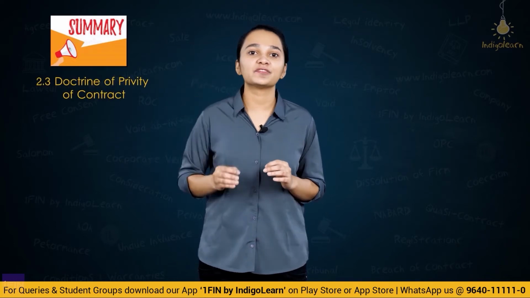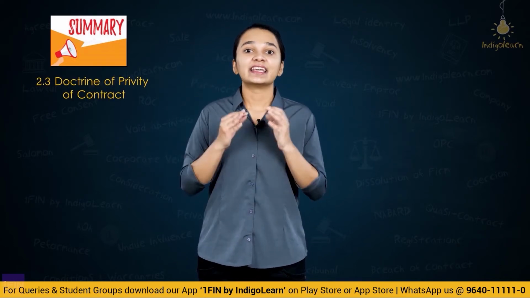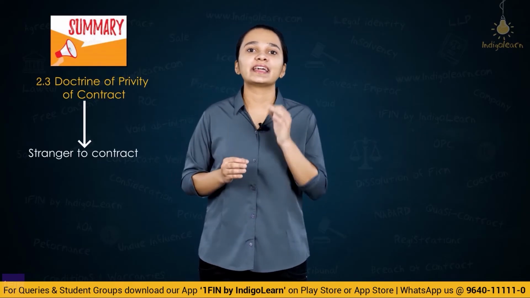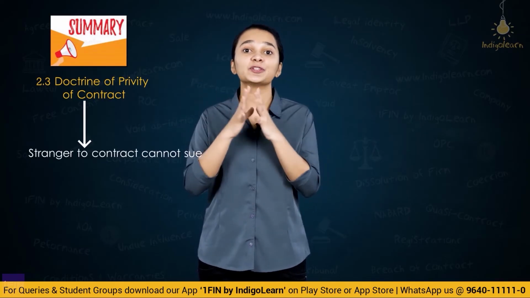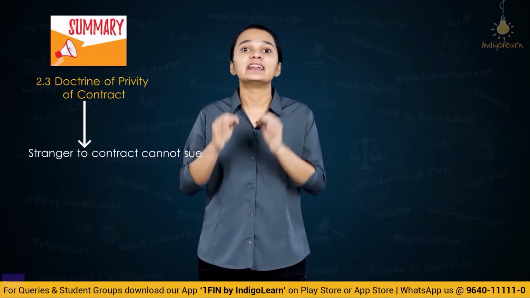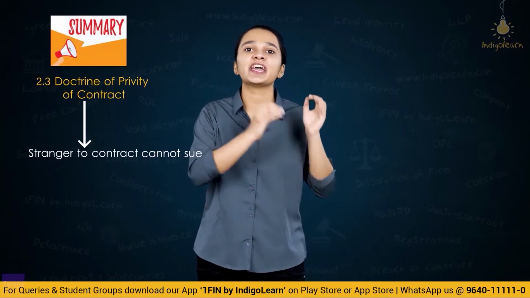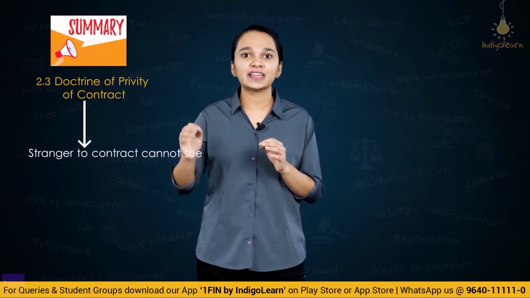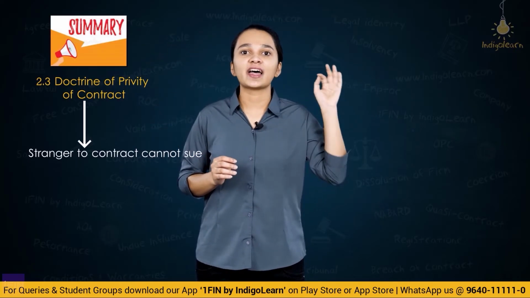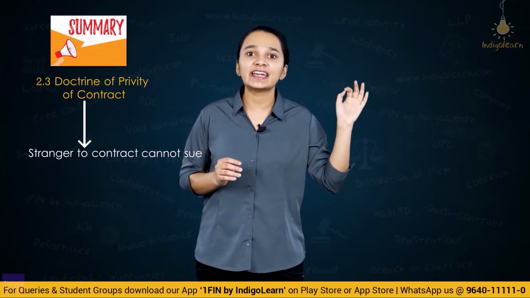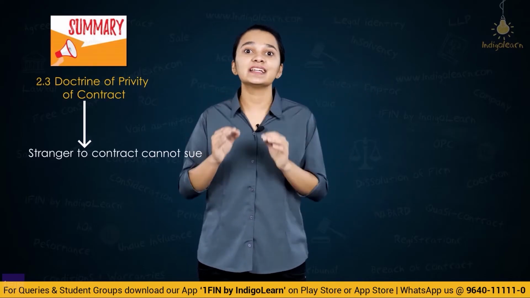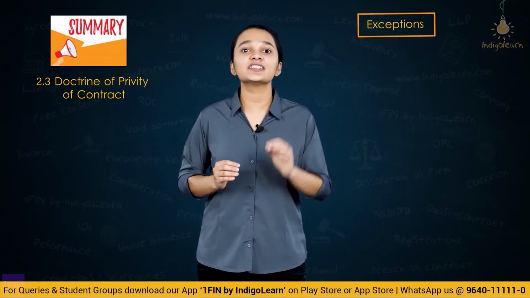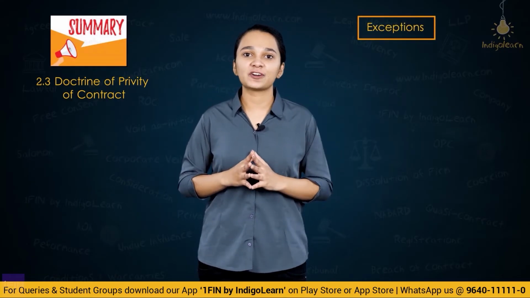After this, we have understood a very important doctrine, and that is the doctrine of privity of contract, which says that a stranger to contract cannot sue. A person who is not a party to the contract does not have a right to enforce the contract. The concept of stranger to consideration is valid, but a stranger to contract does not have any right in the contract. But there are certain exceptions to this doctrine of privity of contract.